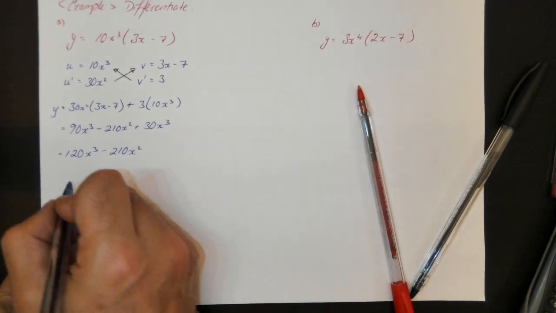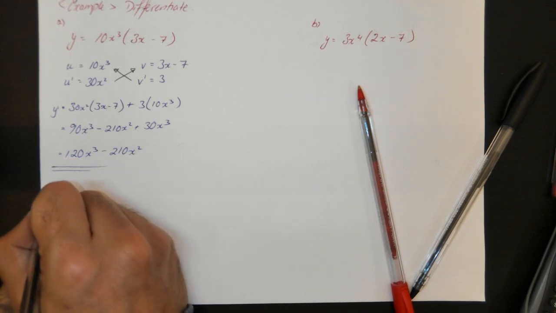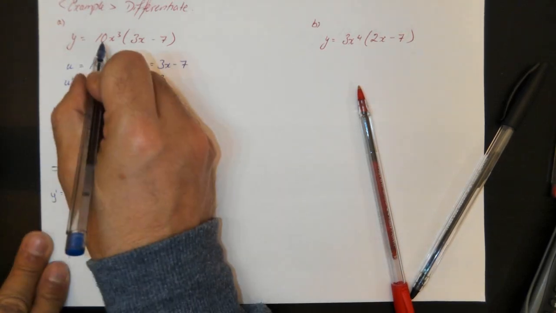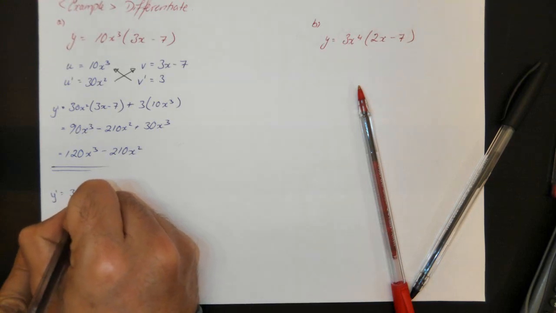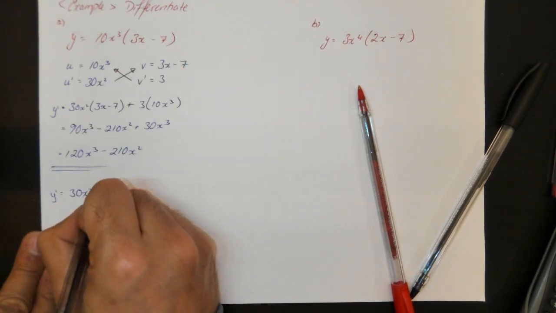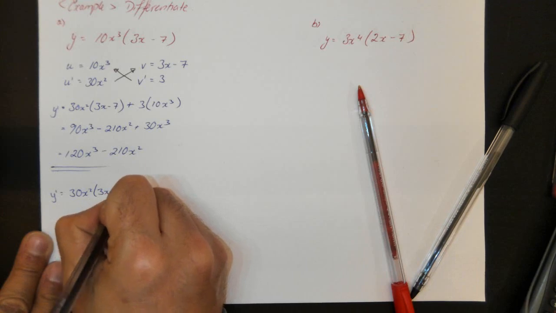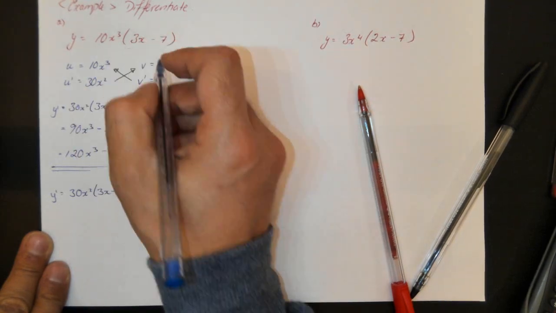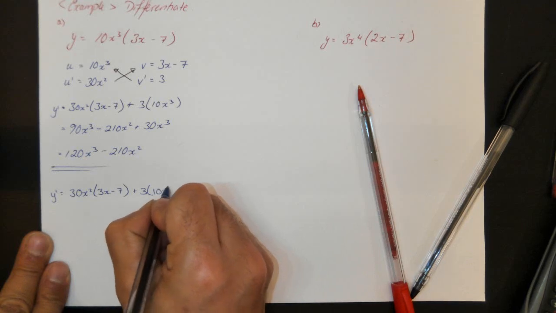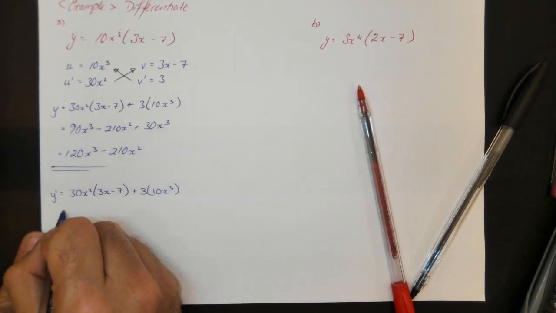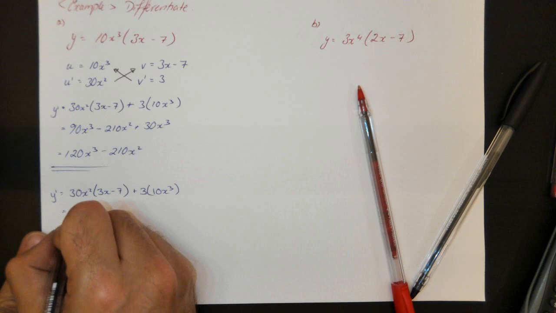We could use the other method, so we could differentiate this and keep this term, and differentiate this and keep the next term. Alright, and that will give us the same solution.